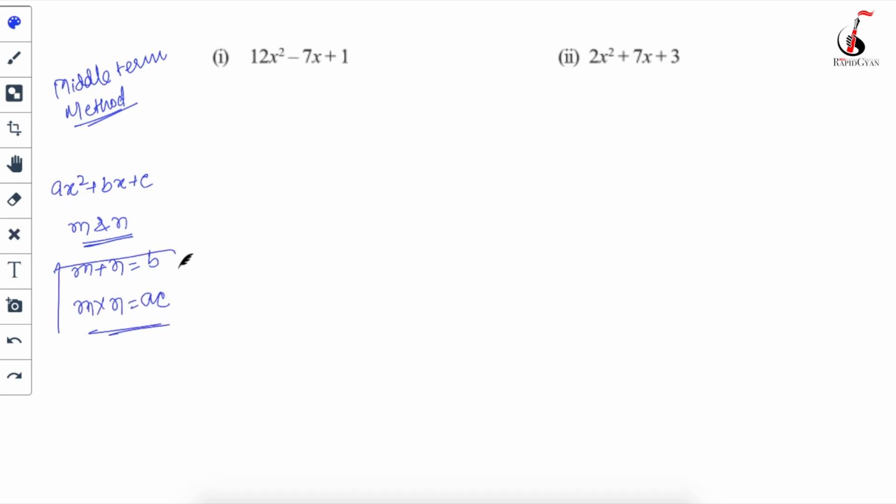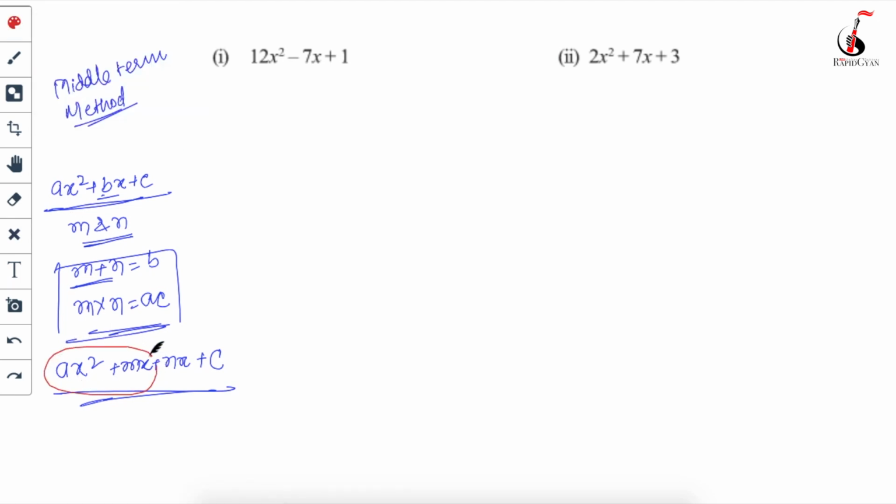In this way we find them, and after that we write the same thing like ax square, and since b is equal to m plus n, we write bx as mx plus nx, and then plus simply the last value, which is c. After that we take the first two terms and find the common factor from them, then take the other two terms and find the common factor, and after that again we take the common. That is your answer. So we will solve it over here.